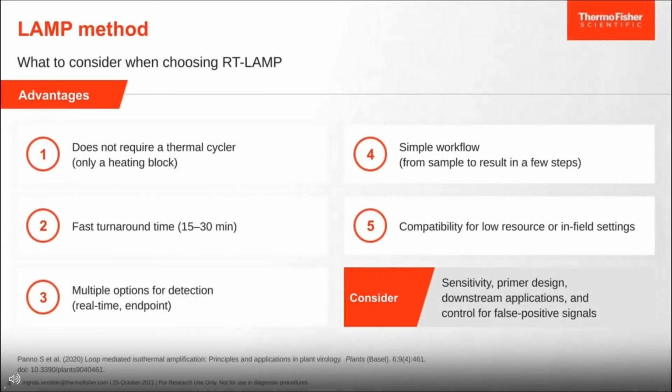The main LAMP advantages are related to simplicity and flexibility. Since it is an isothermal technique, no thermocycler is required and only a heating block is sufficient. It offers a fast turnaround time from 15 to 30 minutes or even shorter sometimes, and also multiple detection solutions from real-time analysis to endpoint detection. It is a simple workflow with only a few steps, and as mentioned, if RNA is the target, simply incorporating reverse transcriptase is enough. And all these features make LAMP compatible for use in low-resource or in-field settings. When choosing to use LAMP, it's really important to pay attention to proper primer design in order to control for a false positive signal, and hopefully today we'll provide you good recommendations and insight on how to do that.